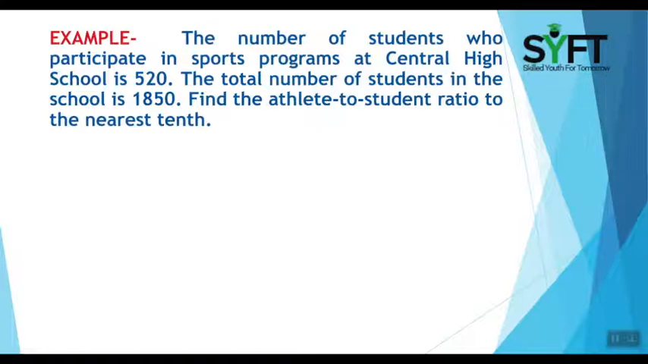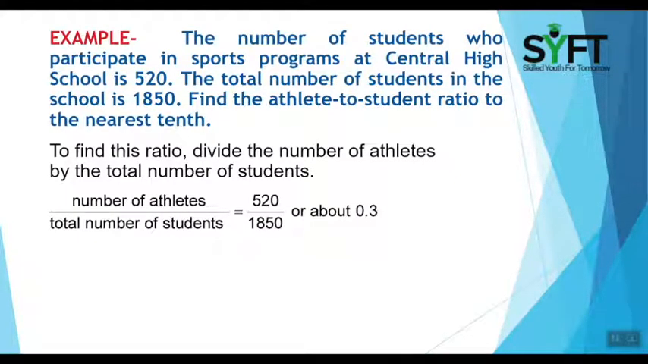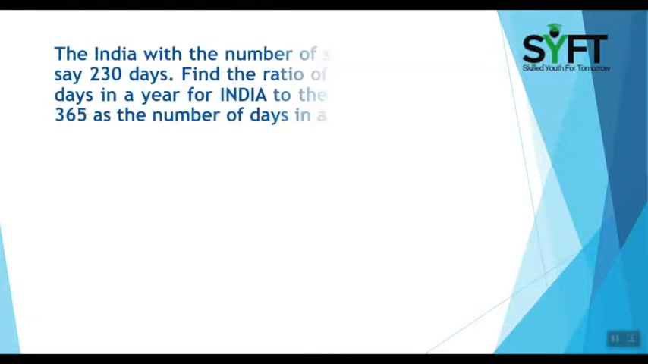Example. The number of students who participated in the sports program at Central High School is 520. The total number of students in the school is 1850. Find the athlete to student ratio to the nearest tenth. To find this ratio, divide the number of athletes by the total number of students. So 520 by 1850 is about 0.3. 0.3 can be written as 0.3 by 1. So the answer is the athlete to student ratio is 0.3 is to 1.